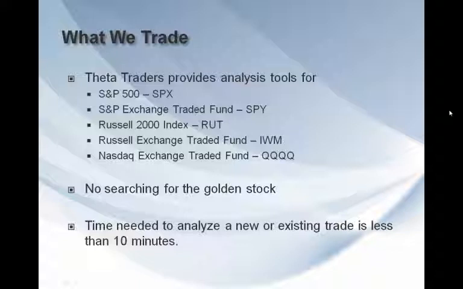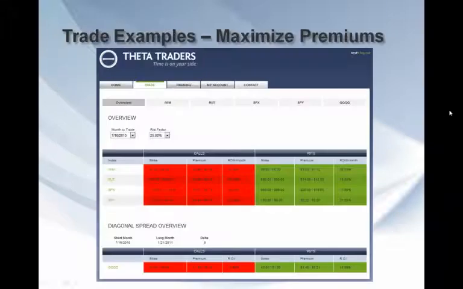The advantage of only having 5 symbols to track is there is no searching for that golden stock to trade, no complicated chart analysis or fundamentals of a company to review. The bottom line is that once you understand the strategies, and there are only 3, the time needed to analyze a new or existing trade is less than 10 minutes on average. Let's take a look at the website.